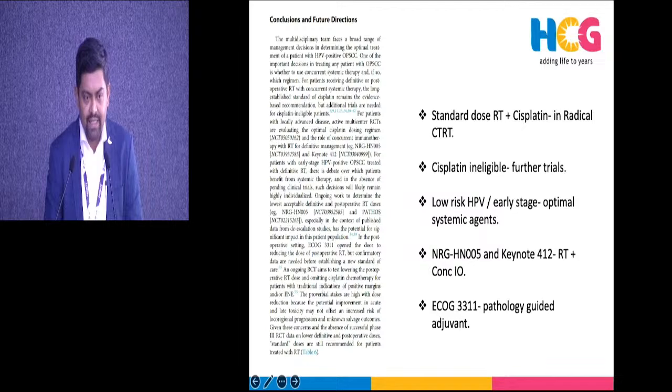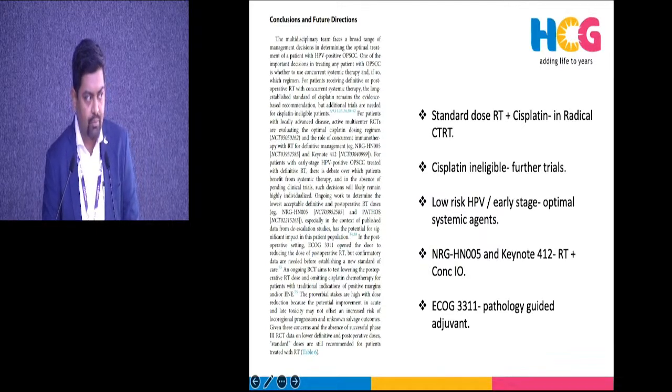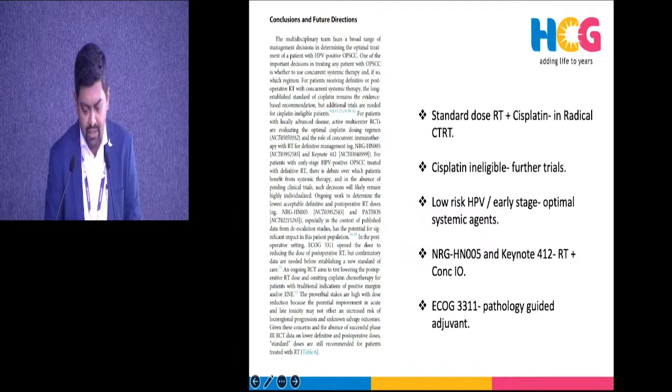For cisplatin ineligible, there are further trials which are already going on. For the low risk HPV cohort in early stage, whether there is a need for an optimal systemic agent, only future trials will answer. The NRG HN005 and KEYNOTE 412 have gone further ahead, adding concurrent IO to it, and we know the ECOG 3311 has started a pathway of pathology guided adjuvant treatment after TORS.